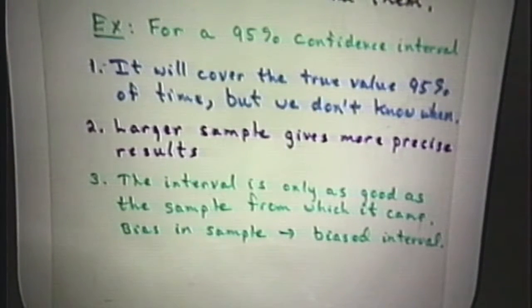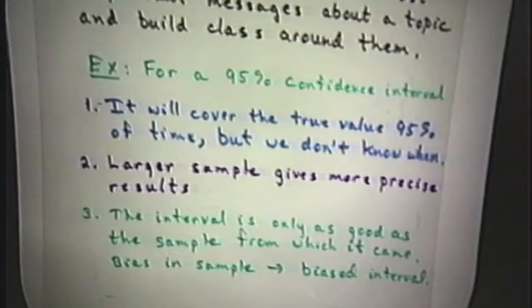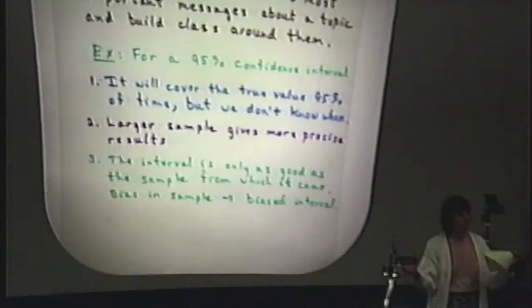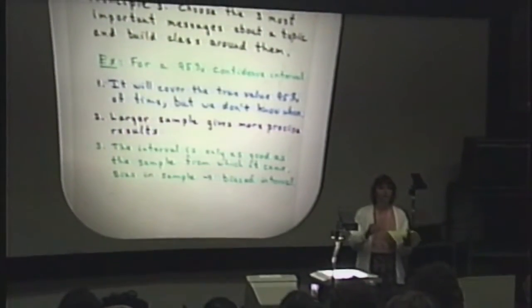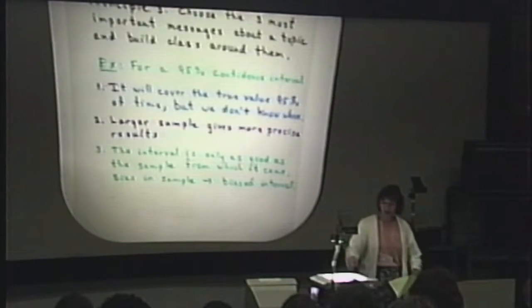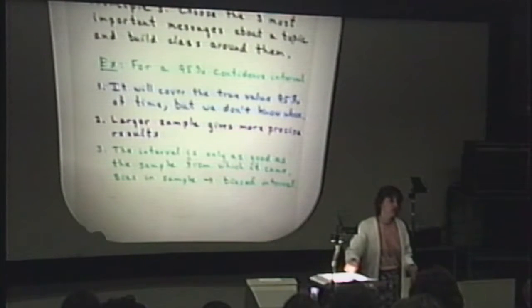And then 3, the interval is only as good as the sample from which it came, so bias in the sample will give you a biased interval. So I try to tie it into that big picture. But again, you obviously could each come up with your own 3, but the point is that you need to build your message around what you consider to be the most important points on any given topic, and you can usually narrow it down to just a couple.